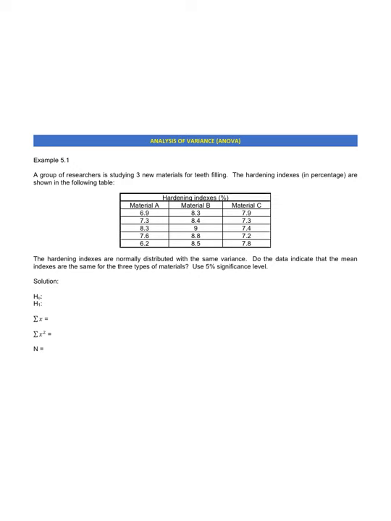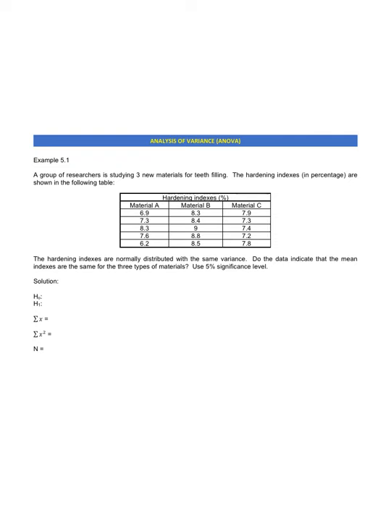Okay, now look at example 5.1. A group of researchers is studying 3 new materials for teeth filling. The hardening index in percentage are shown in the following table. Okay, so we have 3 materials, A, B, and C, and the hardening index for each material were recorded.